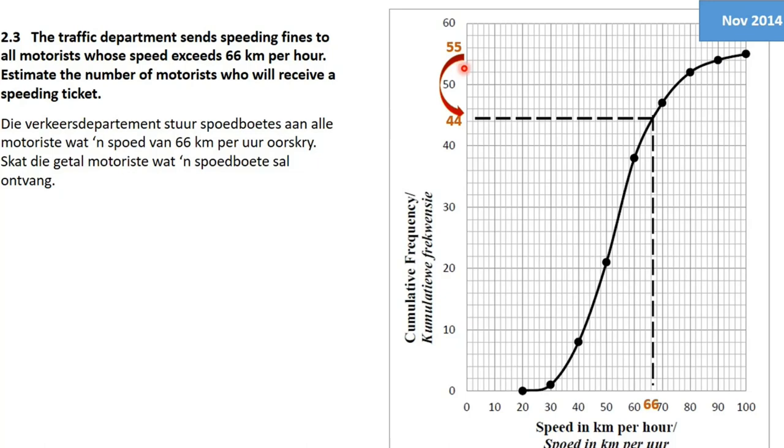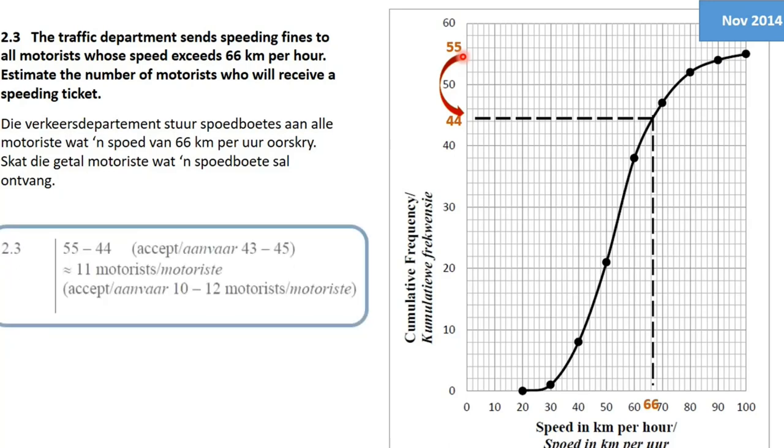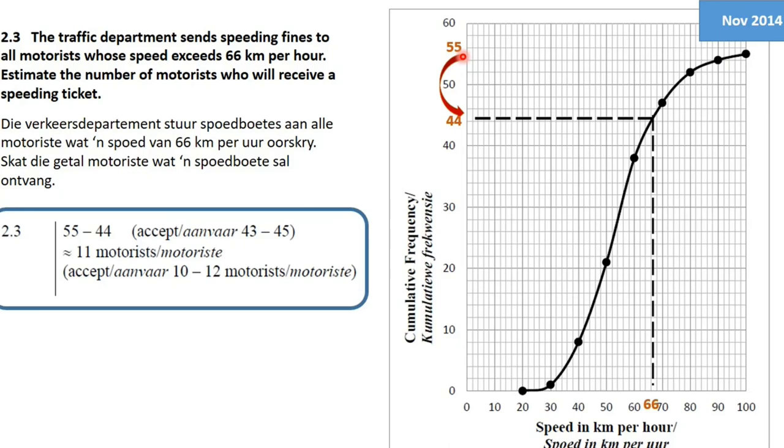And then we go, okay, so from there to there, how many people? So we'll have to decide from this one to that one, how many people would that be? Is it 50? No, it's not 50. That's the 50 over there. So don't look at that. You have to go from there to there. 55 minus 44, so it's 11.